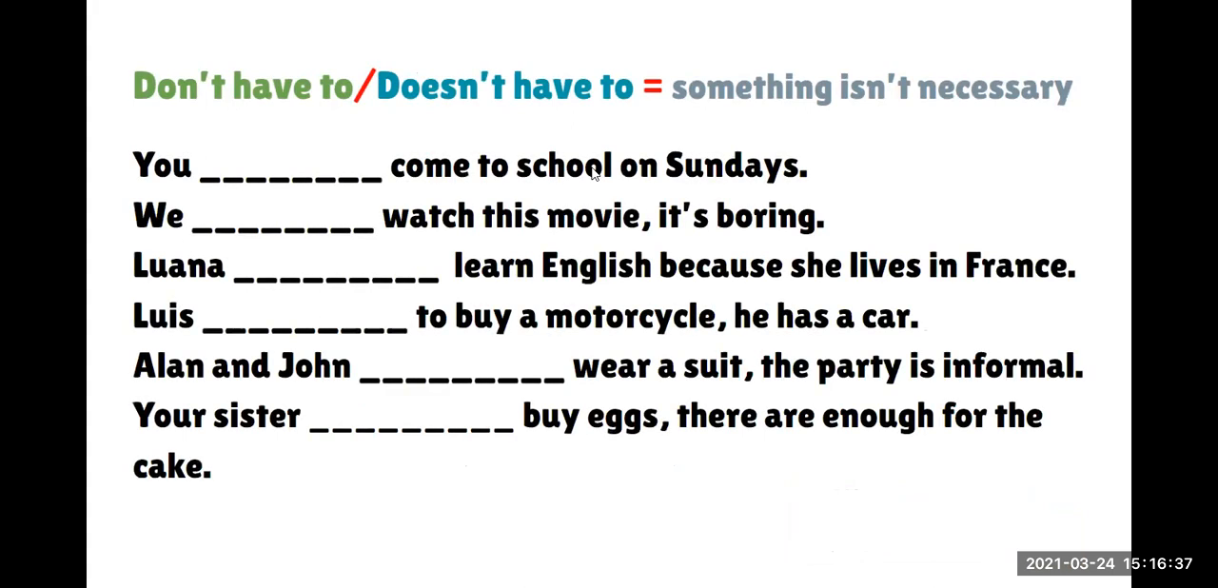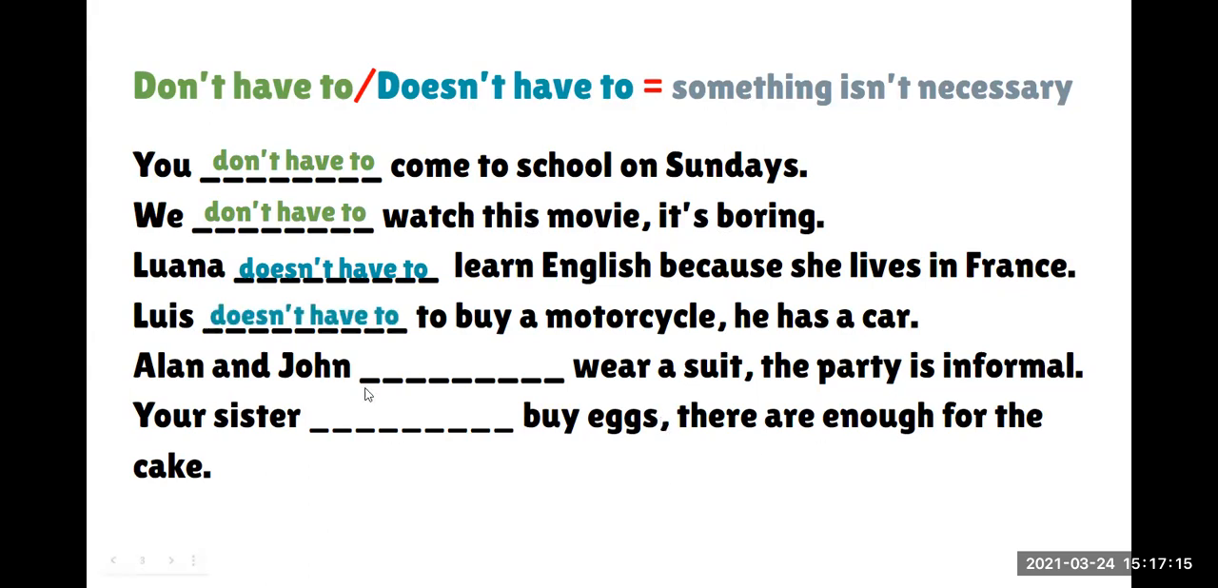Here we have some other sentences. I want you to help me to complete the sentences with don't have to and doesn't have to. For example, the first one. You don't have to come to school on Sundays. We don't have to watch this movie. It's boring. Luana doesn't have to learn English because she lives in France. Luis doesn't have to buy a motorcycle.